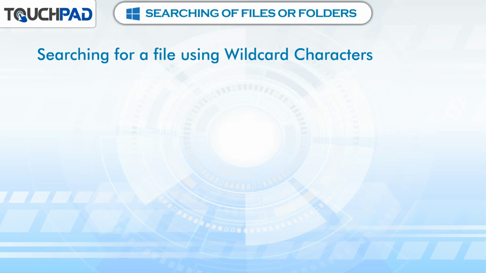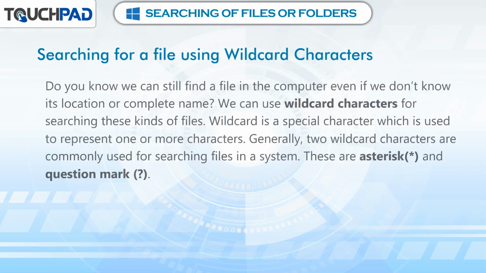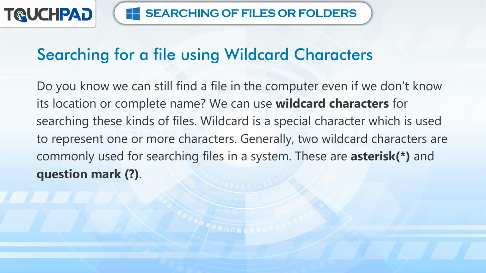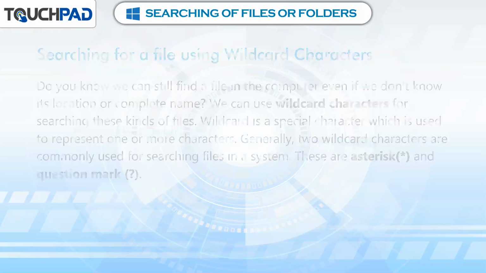Searching for a file using wildcard characters. Do you know we can still find a file in the computer even if we don't know its location or complete name? We can use wildcard characters for searching these kinds of files. Wildcard is a special character which is used to represent one or more characters. Generally, 2 wildcard characters are commonly used for searching files in a system. These are asterisk and question mark.